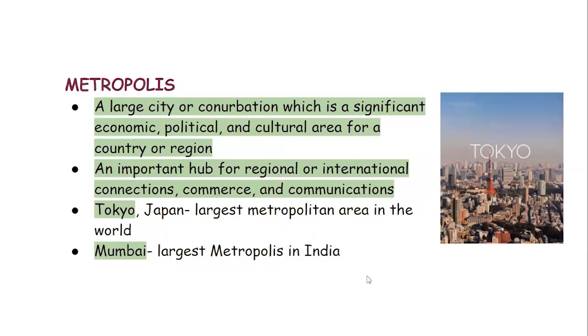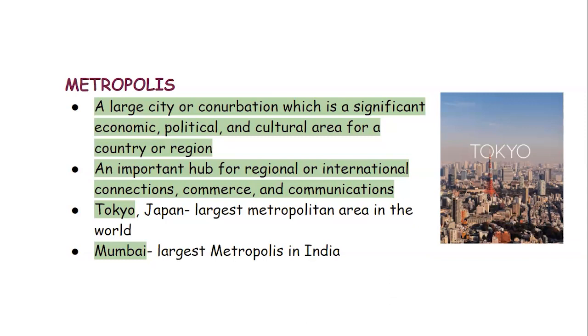Next option is metropolis. A metropolis is a large city or conurbation which is a significant economic, political, and cultural area for a country or region, and an important hub for regional or international connections, commerce, and communications. So, metropolis means it is a large city which has some significance in an economic, political, or cultural way for a country or region. Simply means a city which is important for a country.